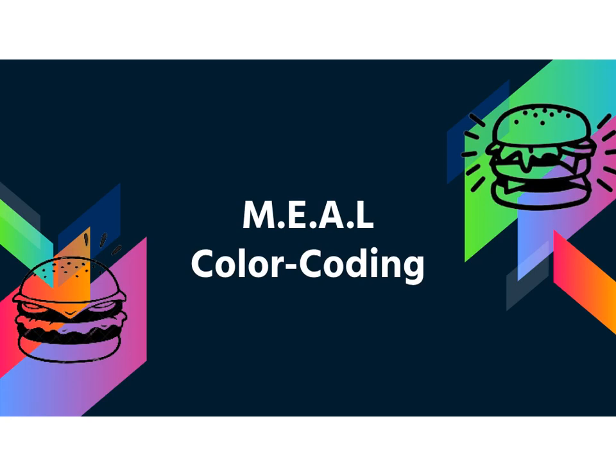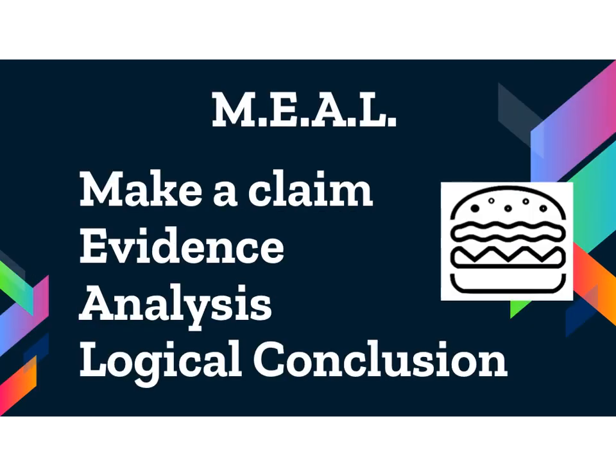This is an instructional video to show how to color code the different parts of MEAL. In the last lesson, you learned the different parts of an argumentative paragraph by using the acronym MEAL. Assigning different colors to each section can help you to both identify each of the parts, and it can help you remember to include all the pieces when you have to write an argumentative paragraph.